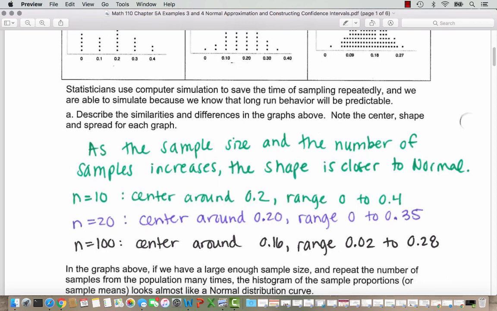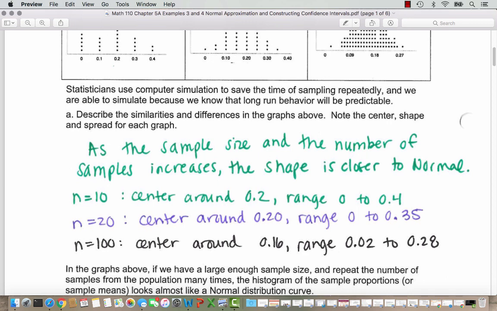So when the sample size was 10, the center was around 0.2, and the range was from 0 to 0.4. So that would be from 0 out of 10 M&Ms being blue to 4 out of 10 M&Ms being blue. When the sample size was n equals 20, the center was around 0.2 or 0.20 again. And our range now is from 0 to 0.35, so our range is a little bit narrower. 0 is still 0 out of 20 M&Ms blue. 0.35 would be 7 out of 20 M&Ms being blue.